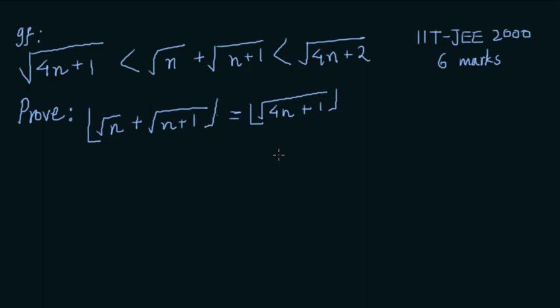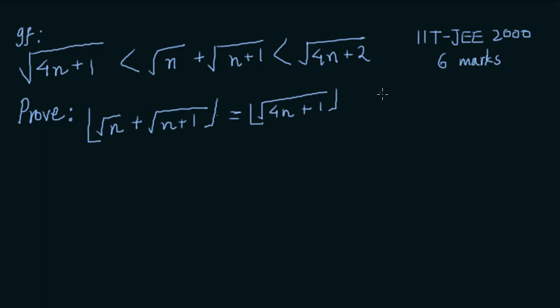So what the problem is saying is that we are given this inequality: root over 4n plus 1 is less than root n plus root n plus 1, which is less than root over 4n plus 2, and we need to prove that the greatest integer function of root n plus root n plus 1 is equal to the greatest integer of root 4n plus 1. Many people know it as the floor function, and it's the same thing. Let me explain briefly what this function does.